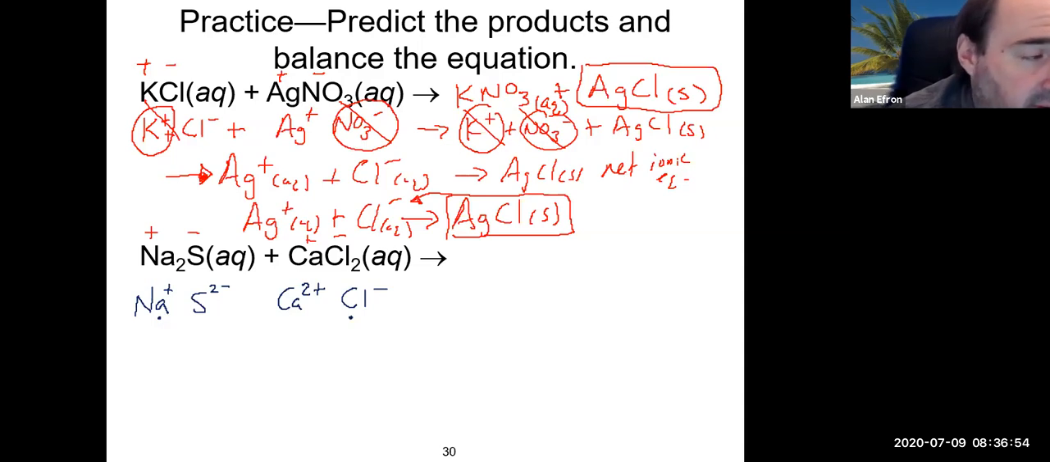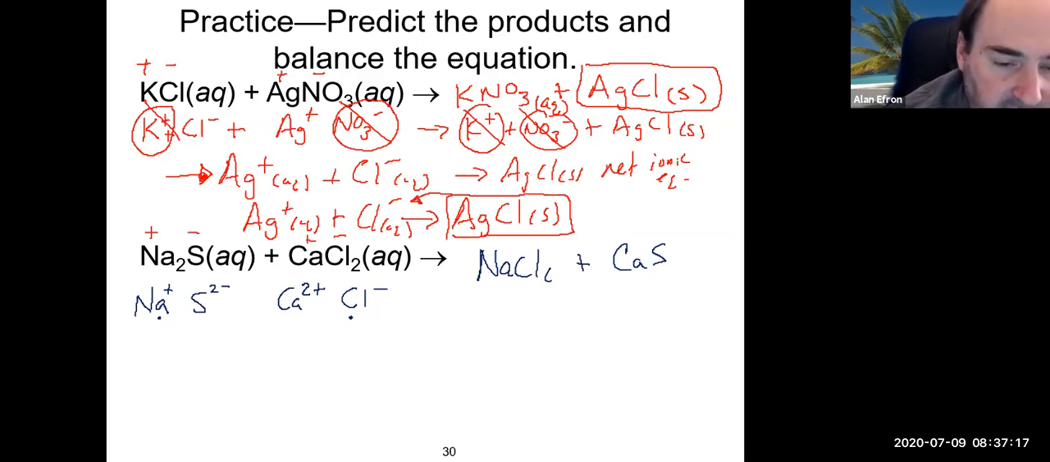Again, you want to start with the right formula, which would be NaCl, not Na2Cl2. So this would be the right one here. We then would put together our calcium and our sulfide. Plus 2 minus 2 gives us CaS.